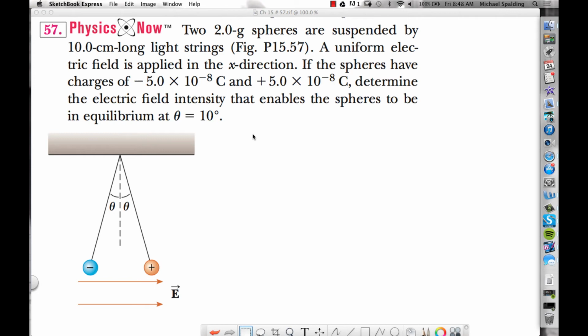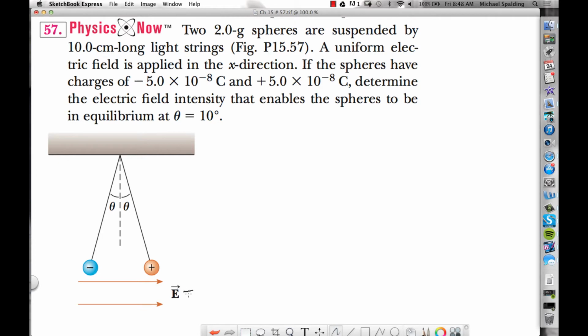Okay, it's 57. Hey, dudes, this problem is pretty time consuming. This would not be a multiple choice type question. This is more of a free response where I'm grading your work. All right, so we're looking for this electric field.